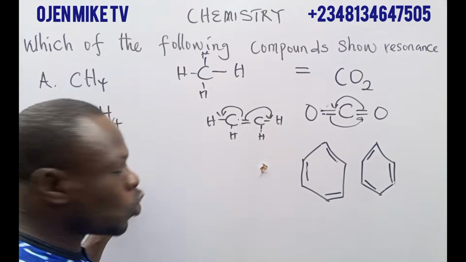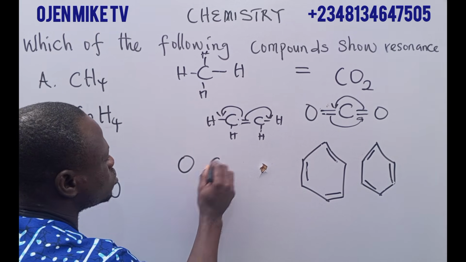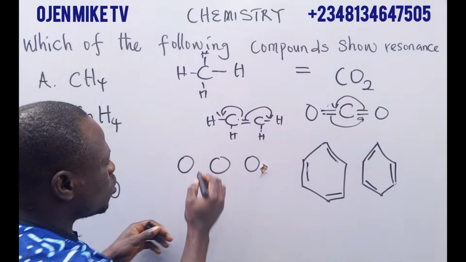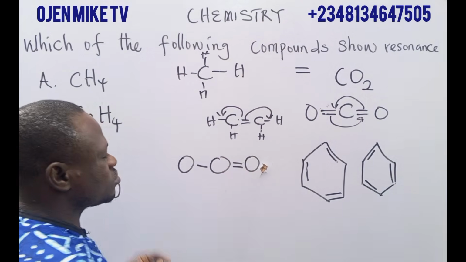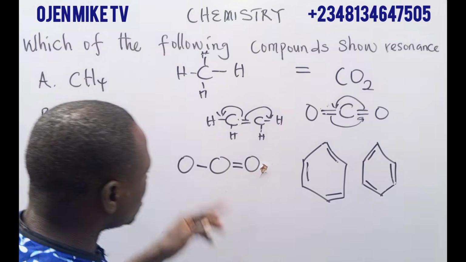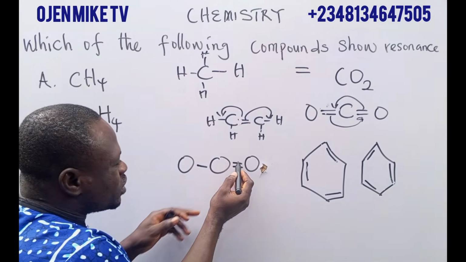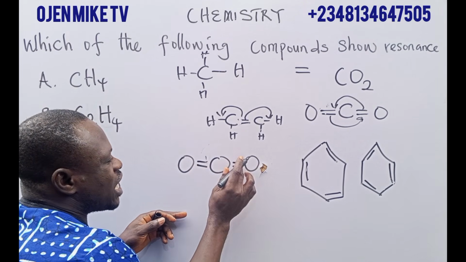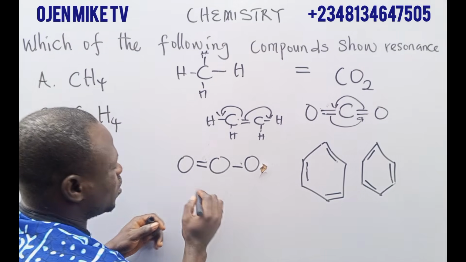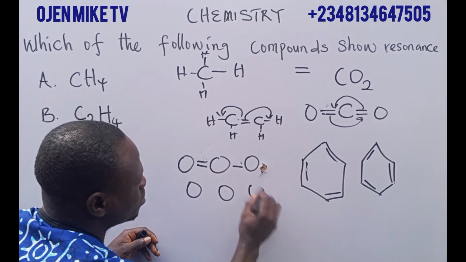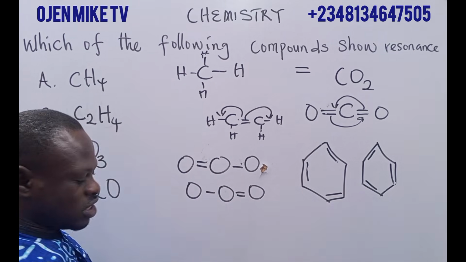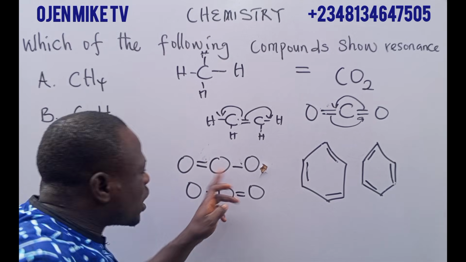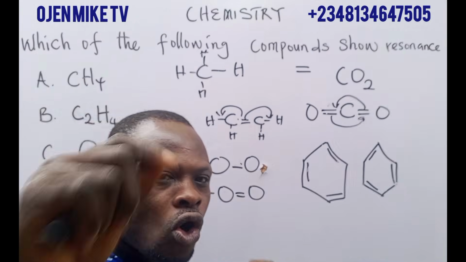Now let's look at ozone. Ozone has three oxygen atoms. Look at the structure of ozone here. You can see that this double bond here can change to this side. You can write it like this and like this. Do you get that? That is to say that you can write it like this. Have you seen? You can either write it this way or write it this way. So this double bond can move to this side or to this side. So that is what we call resonance.